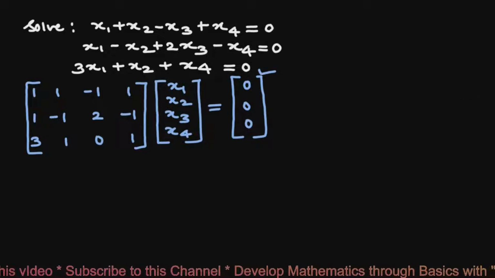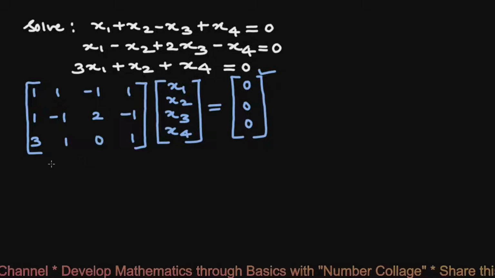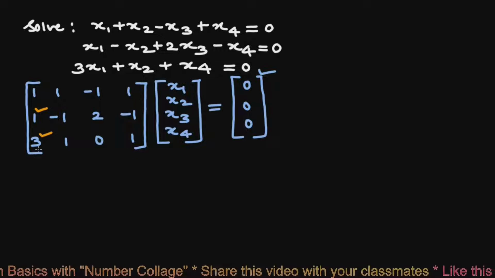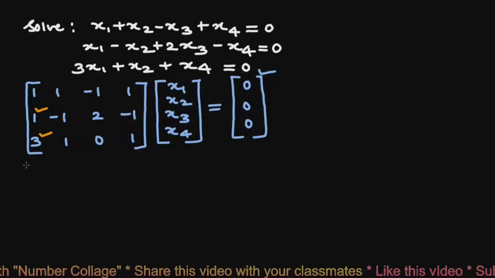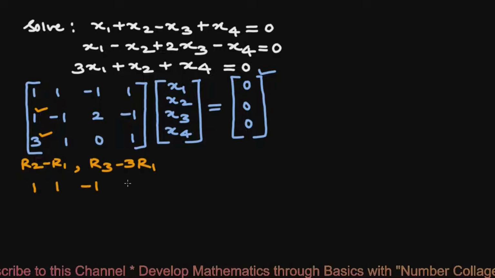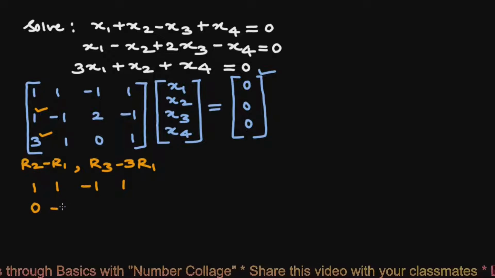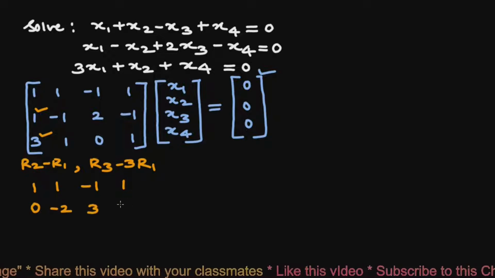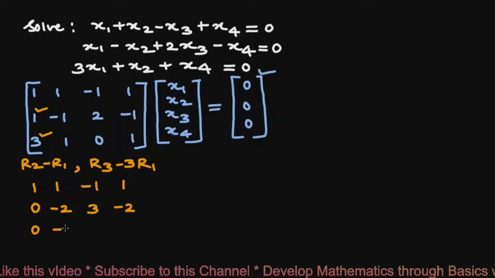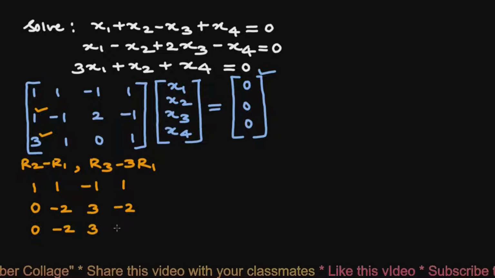We will convert the coefficient matrix into row echelon form by row transformations. We will convert this 1 and this 3 to zeros by row transformations R2 minus R1 and R3 minus 3R1. So 1 1 minus 1 1, 1 minus 1 0, minus 1 minus 1 minus 2, 2 plus 1 3, minus 1 minus 1 minus 2, 3 minus 3 0, 1 minus 3 minus 2, 0 plus 1 1, 0 plus 3 3, 1 minus 3 minus 2.